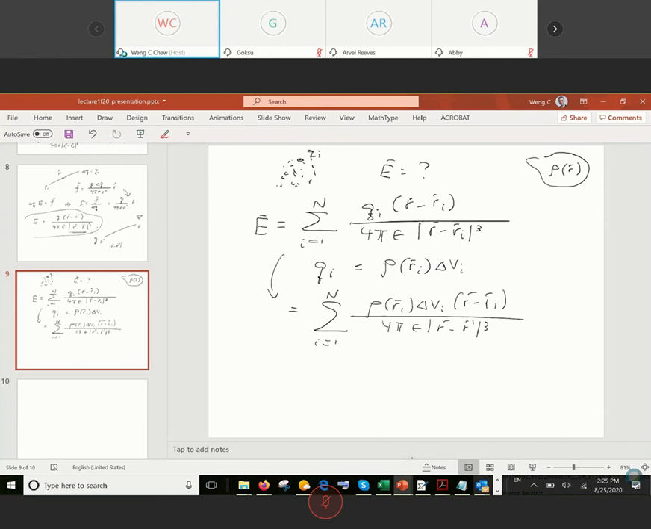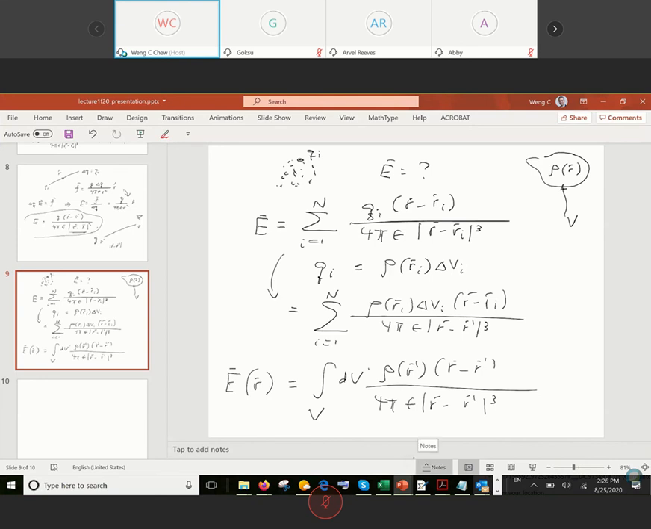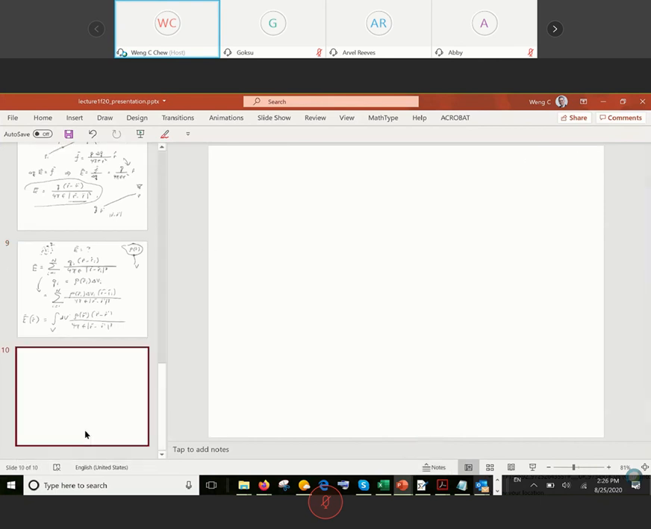Okay, and this essentially is an integral expression. You can write this as an integral: dV prime rho of r prime times r minus r prime over 4 pi epsilon times the magnitude of r minus r prime cubed, where V is the volume that contains the charges. Okay, so this is essentially Coulomb's law, the way it was expressed in the early days when he first wrote it down.